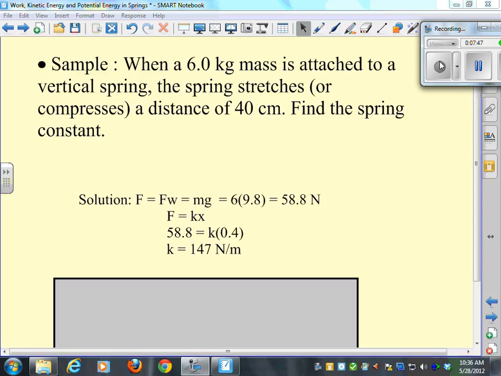All right, so F equals Kx, 58.8 equals K times 0.4. K is 147 newtons per meter. That's a pretty big number. Not really. That would be a pretty stiff, pretty strong spring, right? Well, it's like 12 pounds on it.